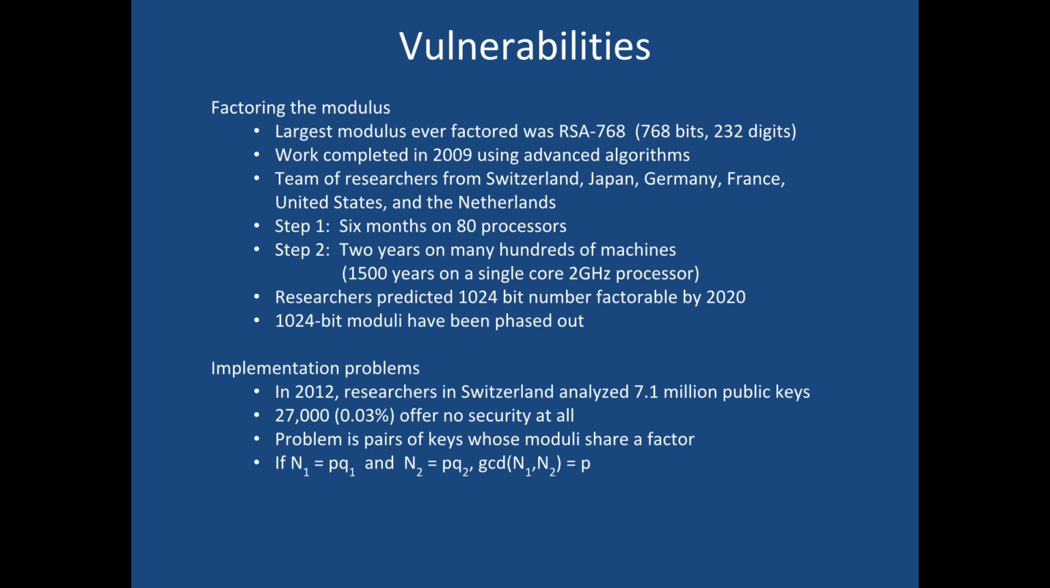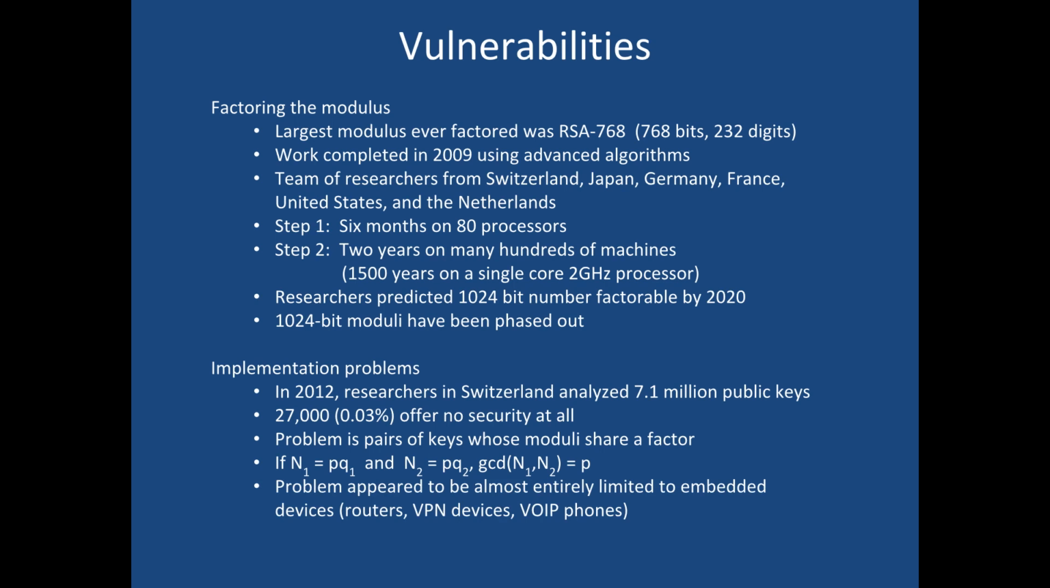Now, what's the odds? If you have a truly good random number generator that's essentially flipping a coin for each bit, what's the odds that two identical 1024-bit prime numbers are going to be generated independently? 1 chance in 2 to the 1024. It certainly ain't going to happen 27,000 times out of 7.1 million tries. It's not going to happen at all in 7.1 million tries. So that was an implementation mistake that led to that vulnerability. It seemed to be limited to embedded devices like routers and VPN devices and such. So it wasn't on big servers.